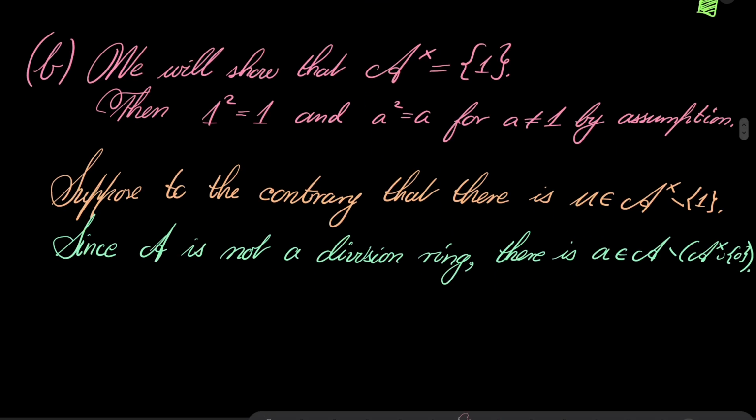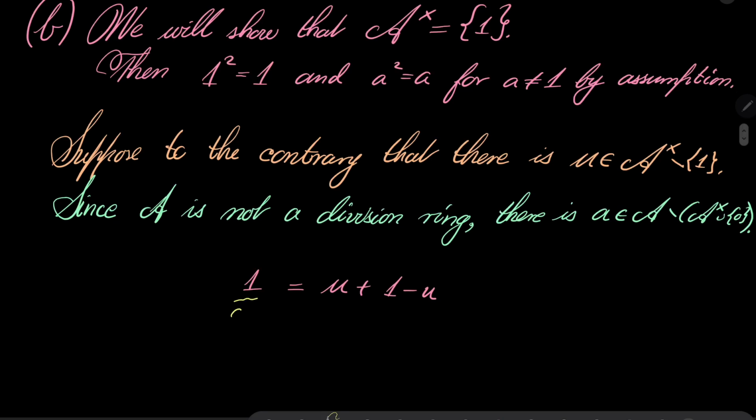Now, let's take a look. First, notice that 1 can be written, maybe better, let's write it like that: 1 equals U plus 1 minus U. And now let's consider that. Notice that this element is invertible. This element is invertible as well. So this element right here, well, it must also be invertible or 0.